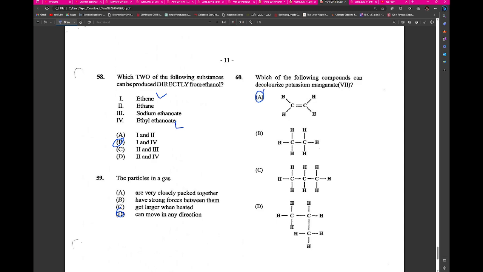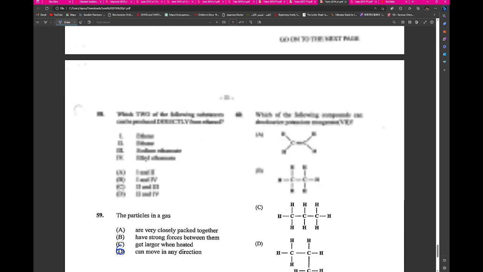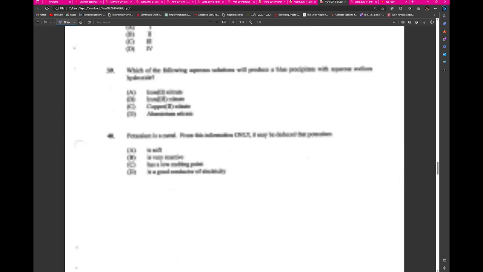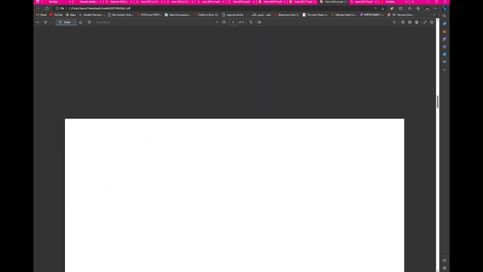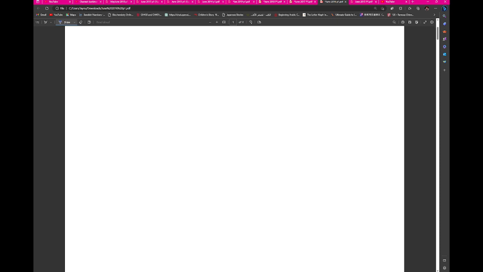This should be A. So that's the end of the June 2016 CSEC paper, or CSEC chemistry paper 1.